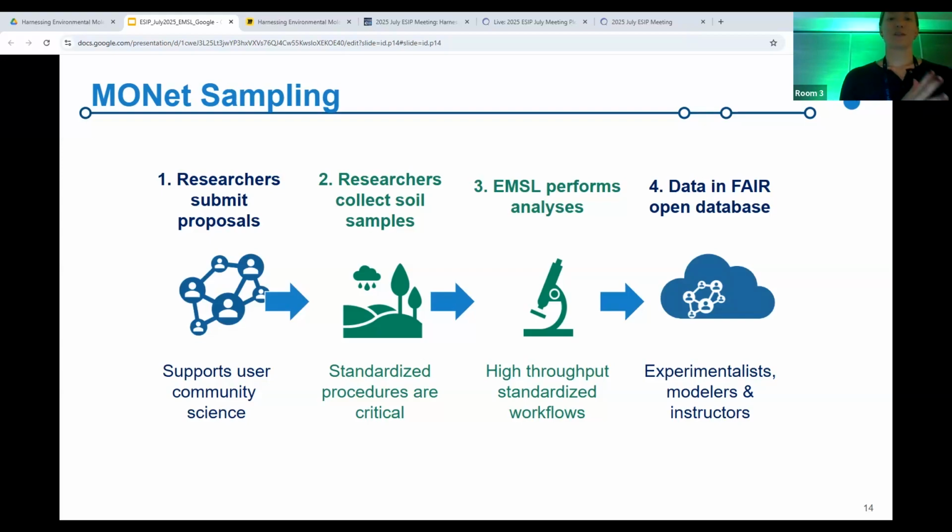And once those cores arrive back at our lab, the MONET team processes all of those in a standardized way and then provides over 30 different data types. I'll talk a little bit about that in the next few slides. That data will also be made available to their team as well as the community as a whole on our data portal. And that can be used by experimentalists, modelers, instructors, and we're really excited to hear from you all, your backgrounds and what type of research you're doing, and if there's some overlap with some of these decadal goals and where EMSL is going.